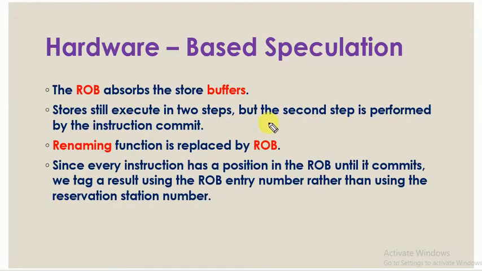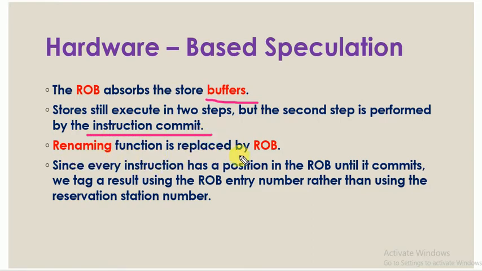So the reorder buffer absorbs the store buffers. It holds the store buffer also, as I was indicating while explaining the diagram. The store still executes in 2 steps, but the second step is performed by the instruction commit. So the final store will happen only after doing the final commit.